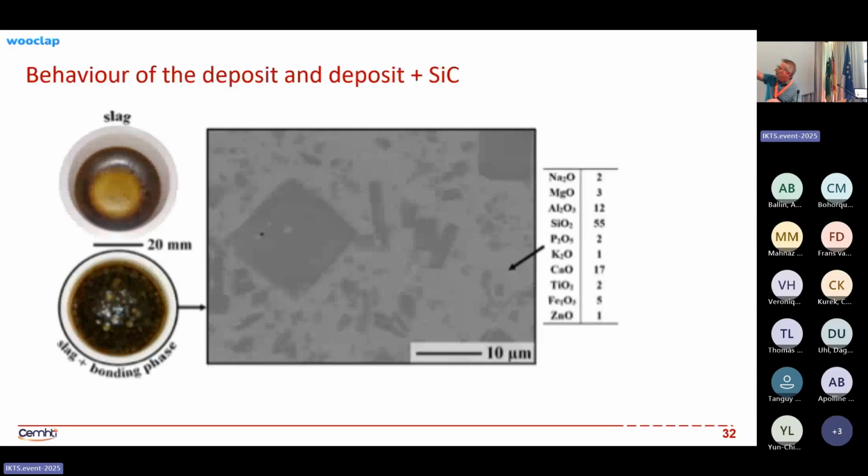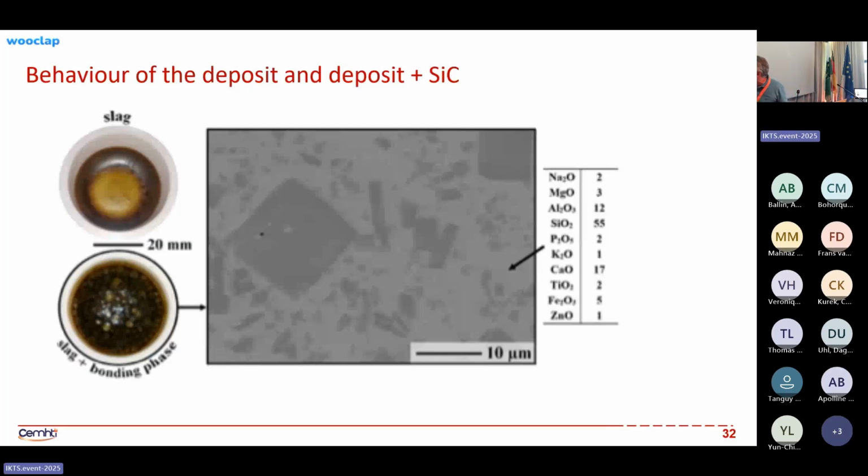What we did is very simply, we put only slag in a crucible, okay? And we put slag plus the bonding phase. And we observe a difference. You can see that the slag maybe reacts a little bit with the crucible, but it is not the problem. You can see that it wets the crucible, but okay, it is just like a glass in the end. It is not surprising considering the content of silica.